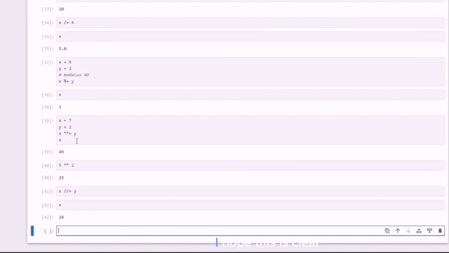I hope this is clear, and I hope we understand assignment operators.